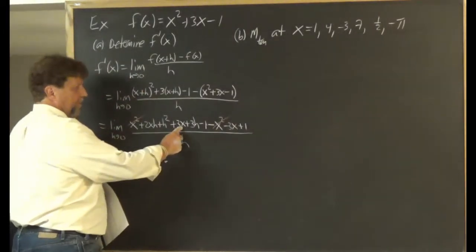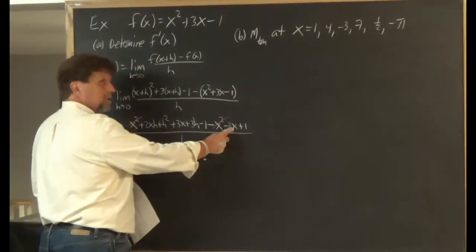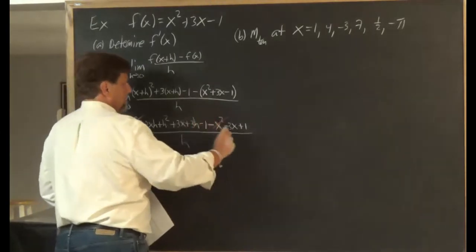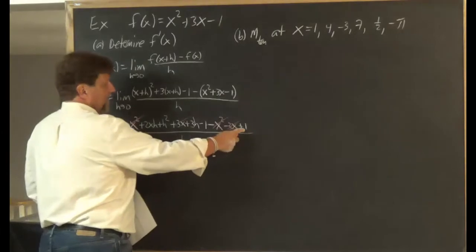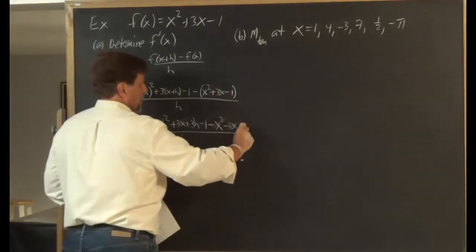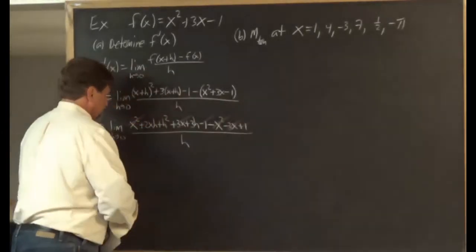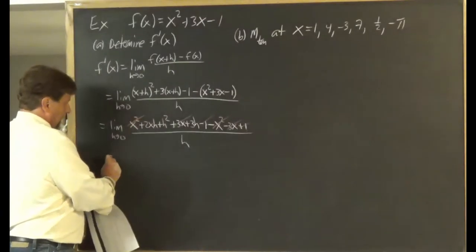Look at this. 3x minus 3x, that's gone. It's kind of sweet. And then a negative 1 plus 1, that's gone. So we had a lot of stuff kind of disappear. Let's see where we're at.